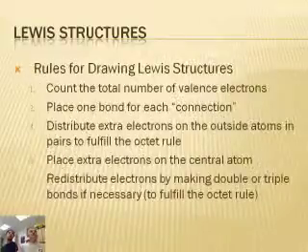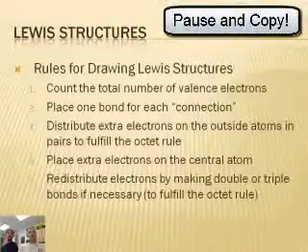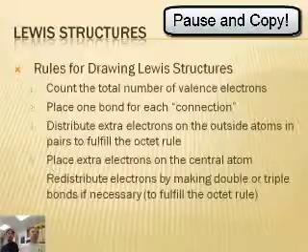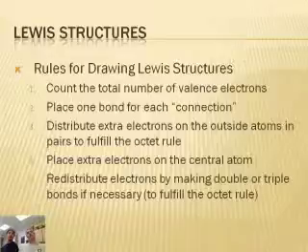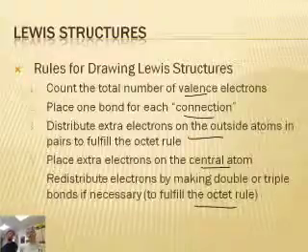Okay. All right. So now we're going to learn how to draw Lewis structures. Now to draw Lewis structures, there are 5 rules that you must apply. Hey, guess what? Pause the video and write these down. Okay, so you've paused and written these down. So you're going to count the number, place 1 bond for each connection, distribute on the outside first, extra electrons on the central, redistribute for double or triple bonds. So you're going to have these rules. We're going to just do these together with several examples.